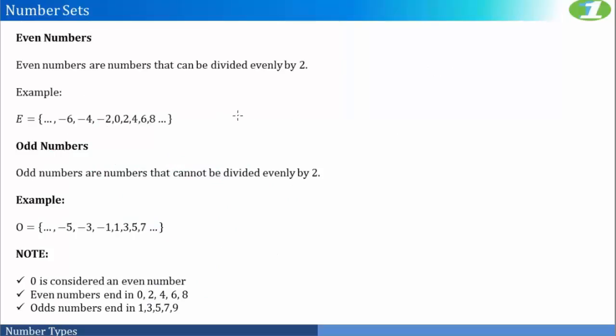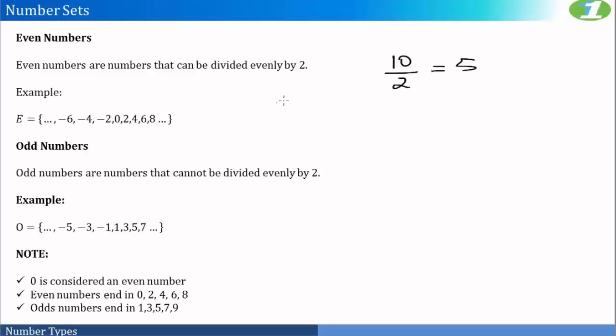Now let's turn our attention to discussing different types of integers. So we will start out by looking at our even number set. And all these are numbers that can be divided evenly by 2. All right, so once you have a number, let's say 10, that can be divided by 2 without leaving a remainder, then you have what we call an even number. So we say that 10 is even.